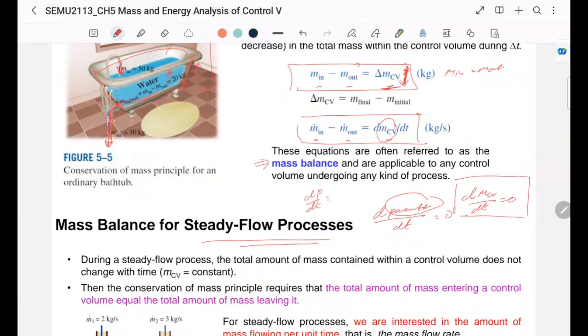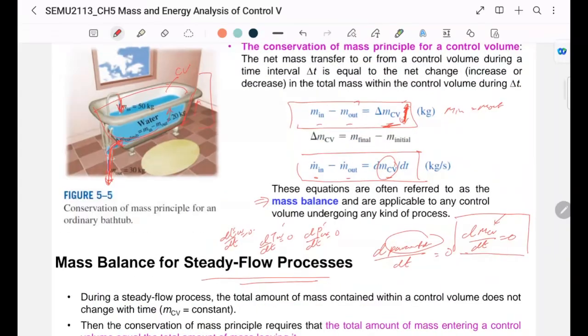dP over dt must be 0, no pressure change. dT over dt must be 0 as well. In fact, dE over dt must be 0 as well. So there's no change in the pressure, temperature, energy, everything in the control volume. No change in the mass. Only then, over time, of course, can we call it a steady flow system.